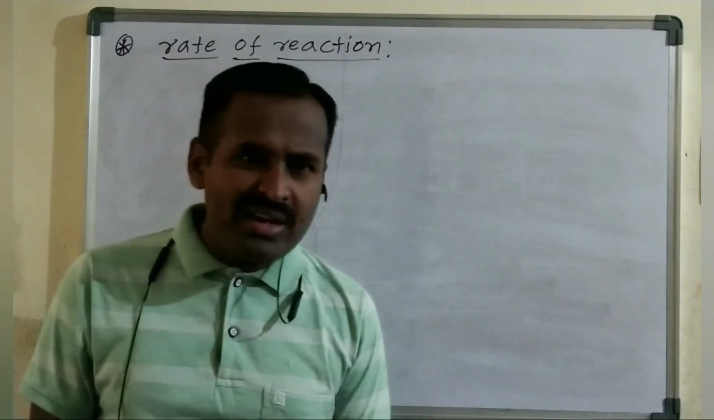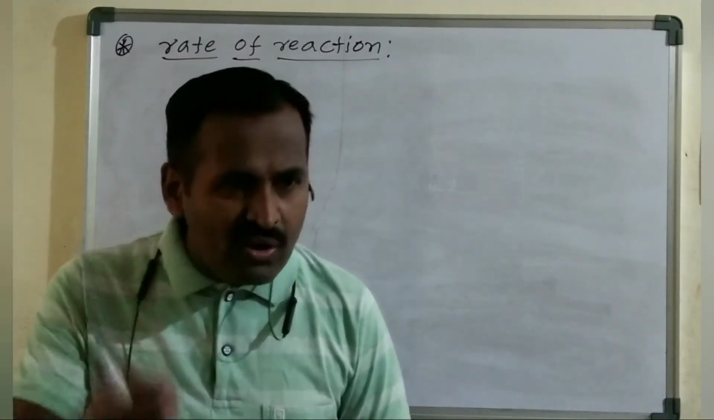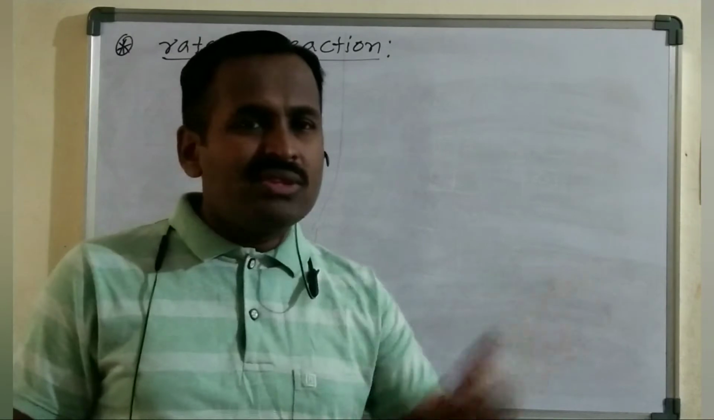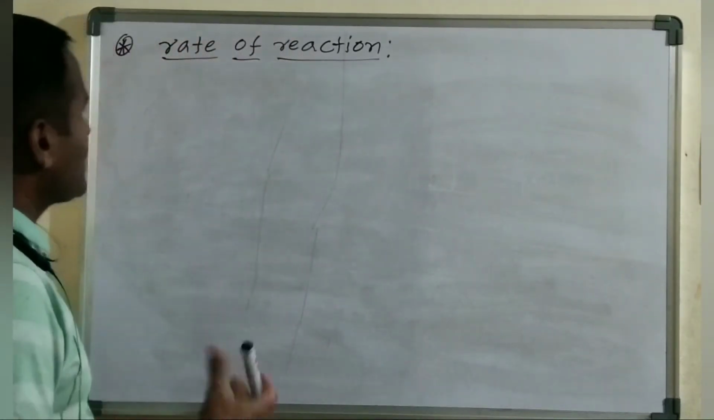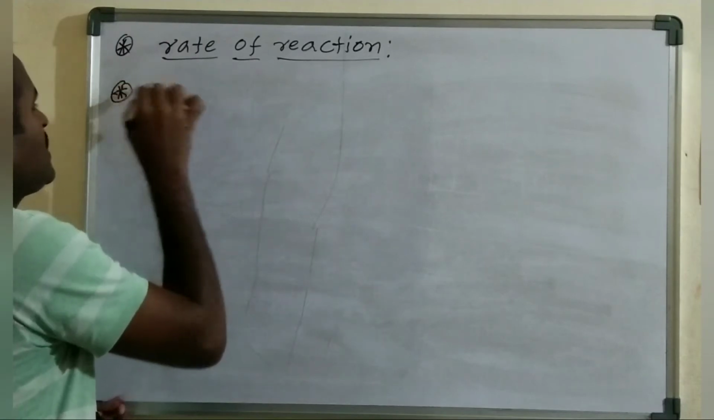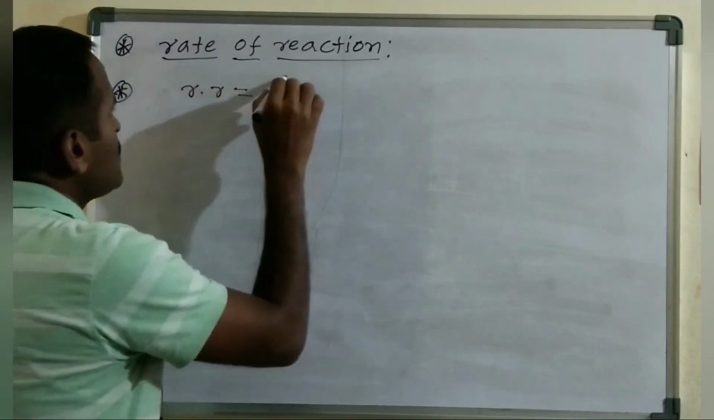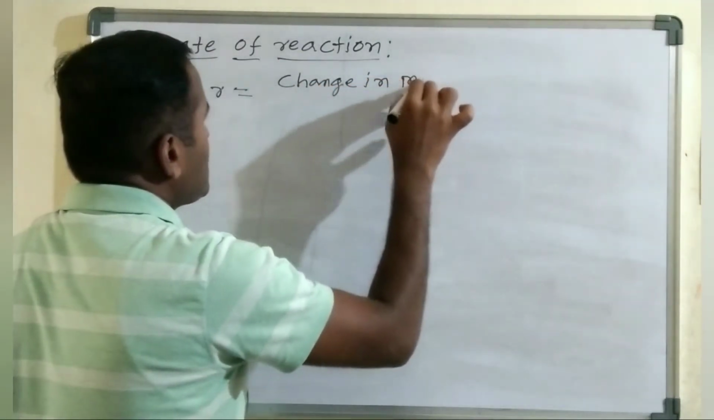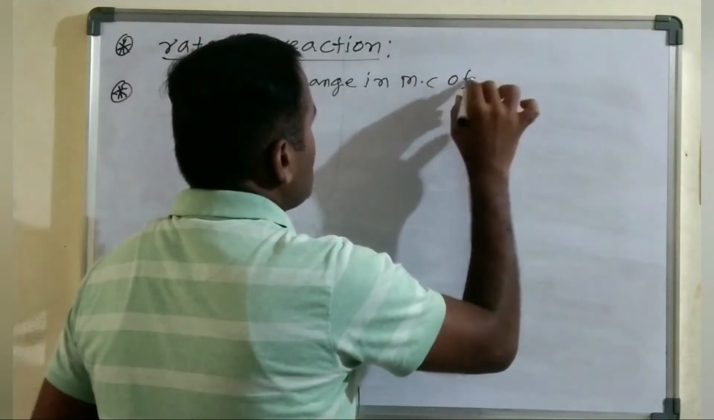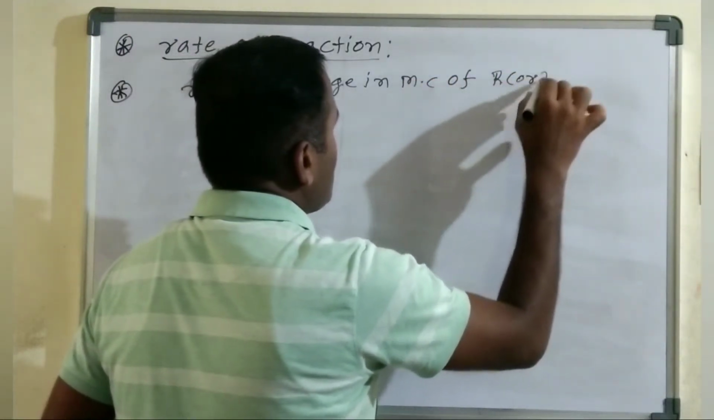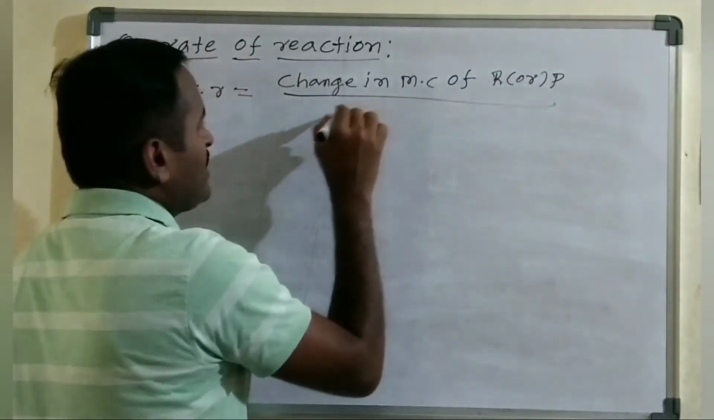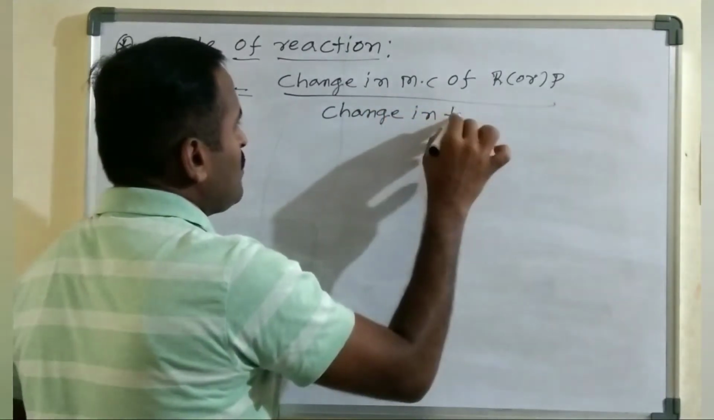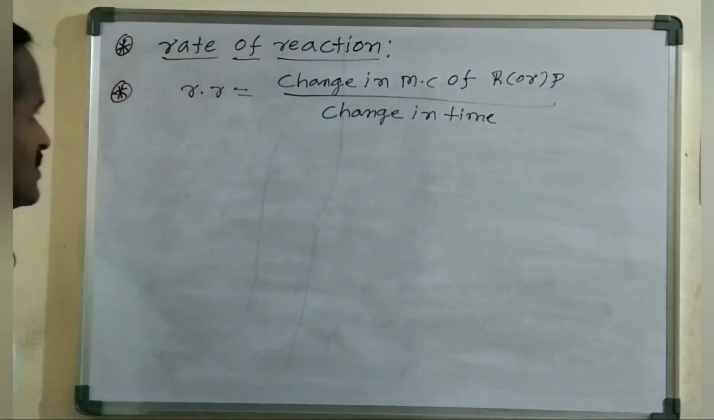In the starting chemical kinetics introduction we also discussed this. The change in the molar concentration of reactant or product with respect to time is its rate of reaction. I can write simply: rate of reaction is equal to the change in molar concentration of reactant or product with respect to time, and there is a change in time also, from initial to final.